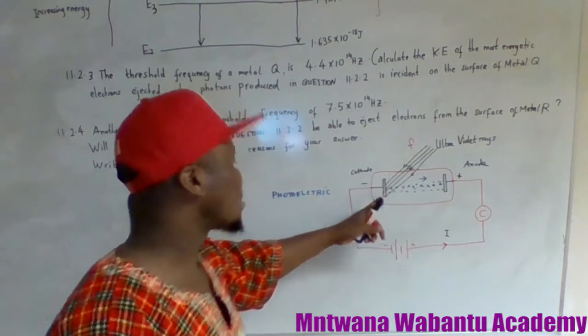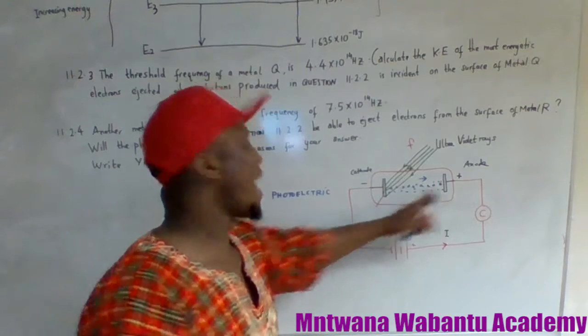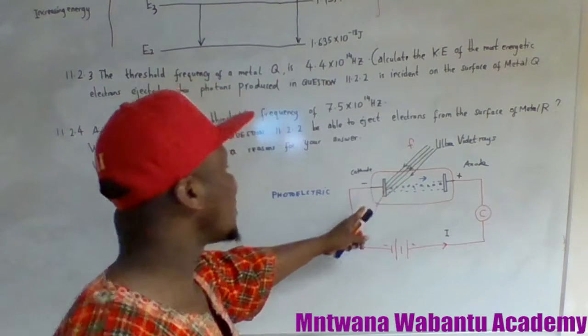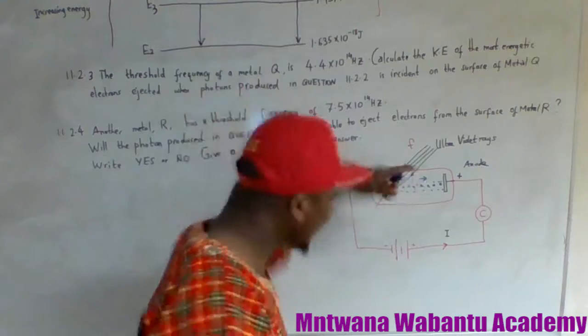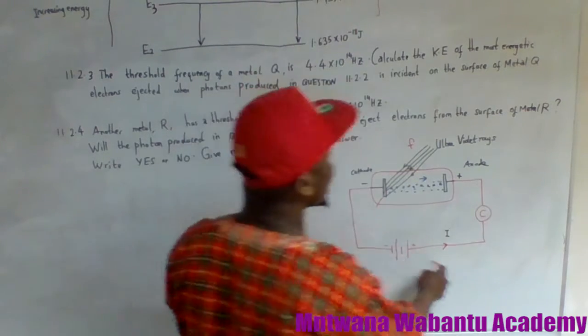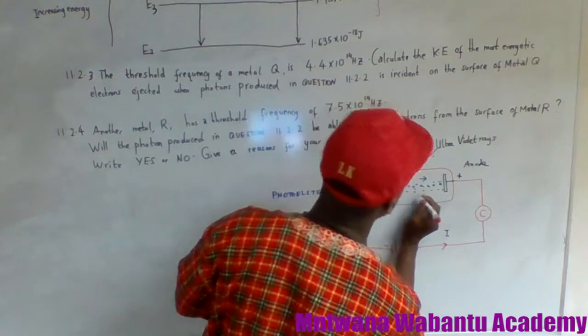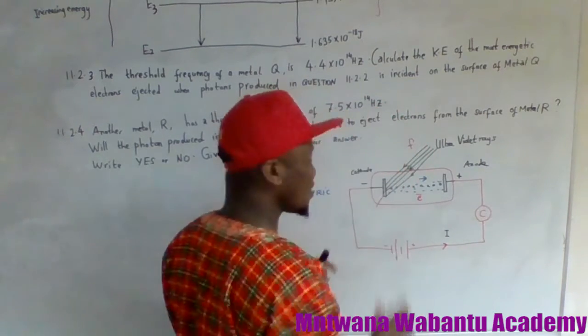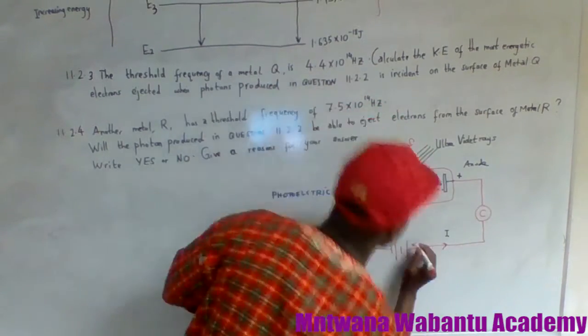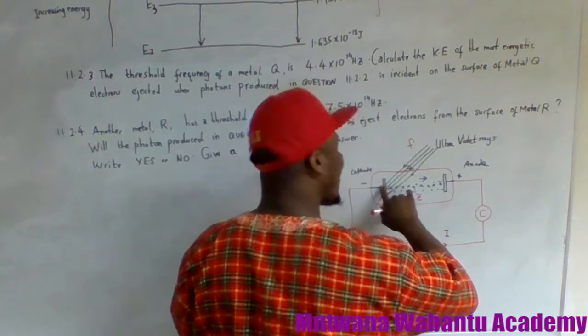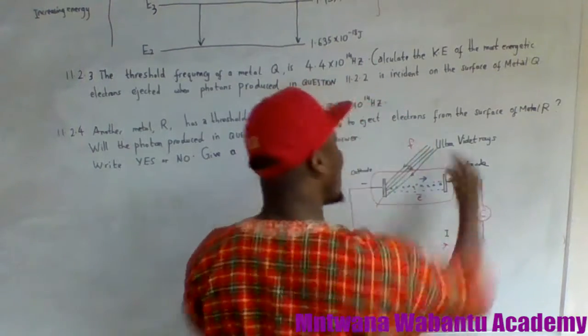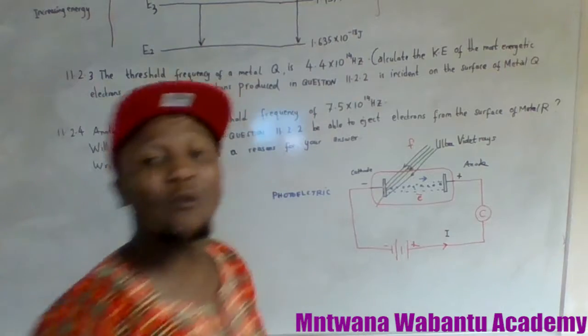And those photoelectrons are going to move from the cathode to the anode. The moment they reach the anode, the current is going to start to flow the opposite way, because current always goes opposite to the direction of electrons. Electrons move this way, so current flows opposite. That's why we put positive here. So that's how the photoelectric effect works.